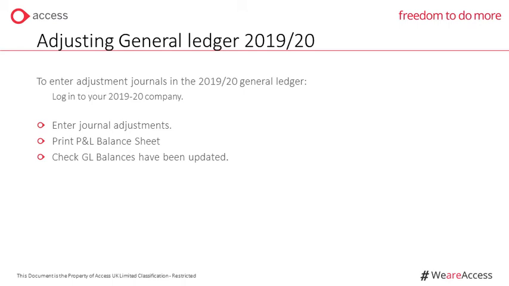To enter adjustment journals in the 1920 General Ledger, sign into your 1920 company. Enter your journal adjustments, print out your P&L and balance sheet, and check that your GL balance has been updated.